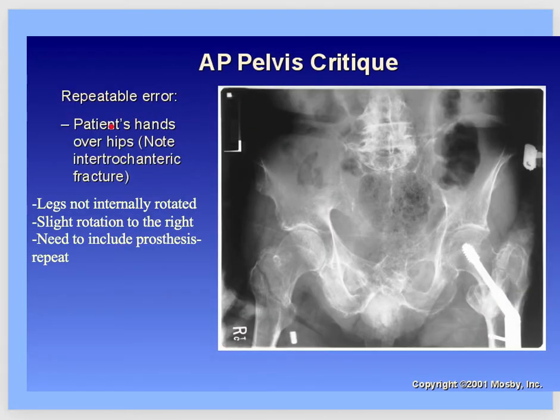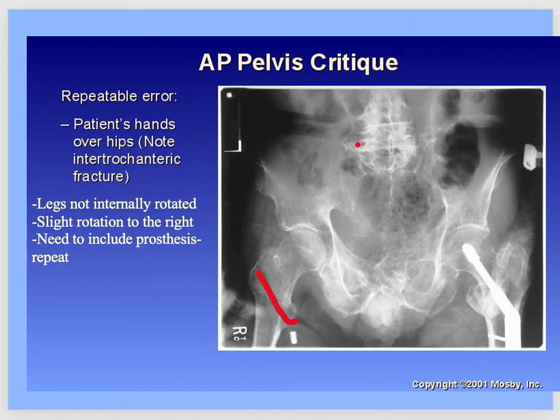So repeatable errors. Patient's hands are over the hips. Note the intertrochanteric fracture, which is right here. Okay, so we need to get the hands out of the way. The legs are not intentionally rotated, which is fine. Could be because of this fracture, and then looks like they're favoring this left side as well, so could keep them from rotating their legs in, but do try.